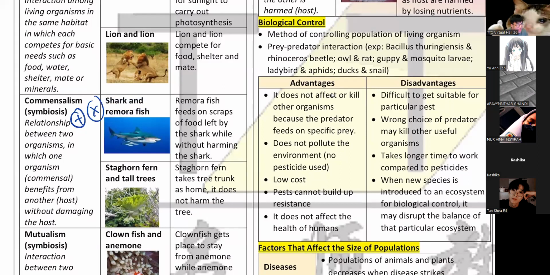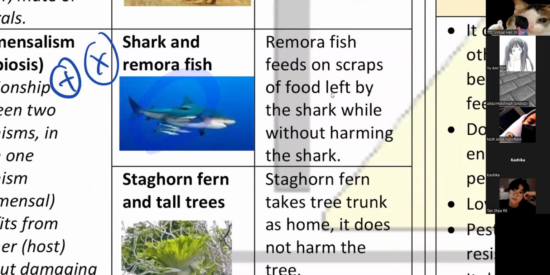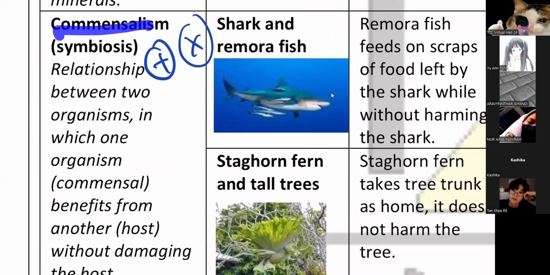Okay. Next, you have your symbiosis. Symbiosis is you have 3. You have something called commensalism, where one gets advantage, one is not affected. In this case, you have your shark and a remora fish. The remora fish will eat the remaining food of the shark. So the shark is not losing anything, but it's not getting any advantage. The shark is not affected, but the remora fish got advantage. That is commensalism.